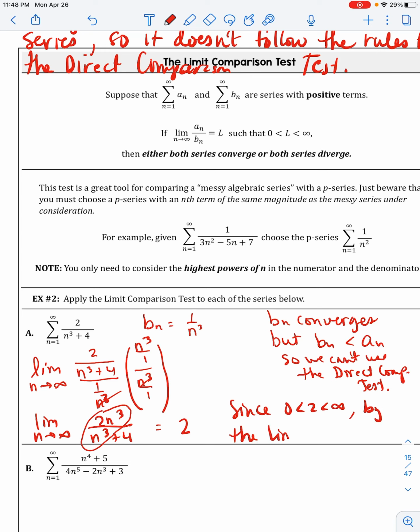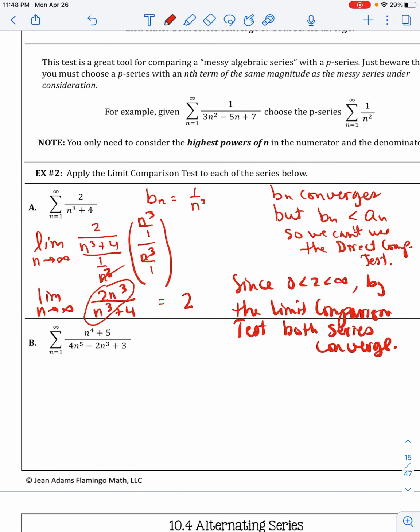And since 2 is between 0 and infinity, by the limit comparison test, both series converge. And by the way, I hope you remembered that this was a p-series with p greater than 1. That's why it converged. Okay, let's look at the next one.